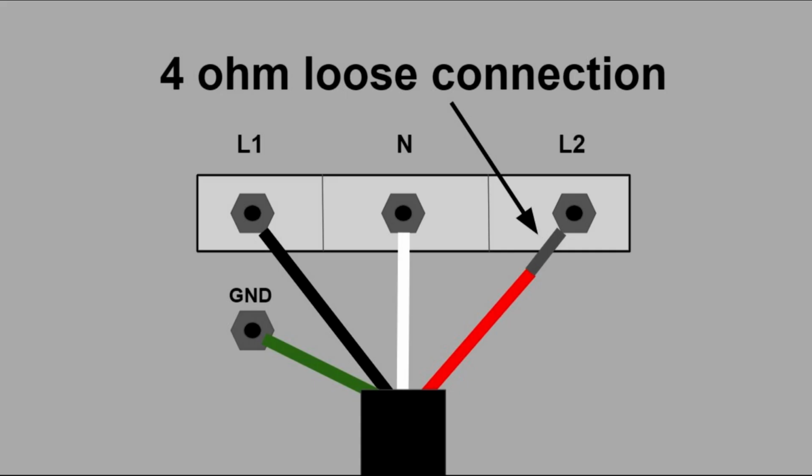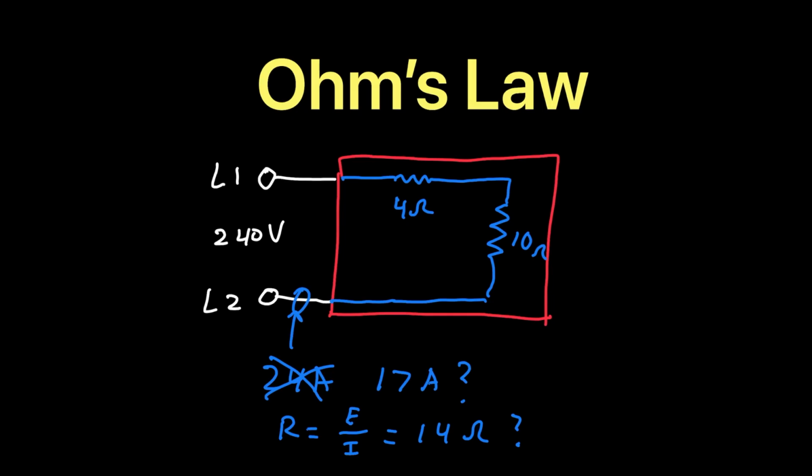You inspect the terminal block and realize that there's a loose connection on the L2 line. After repairing it, you read 24 amps through L2 and the dryer heats fine.